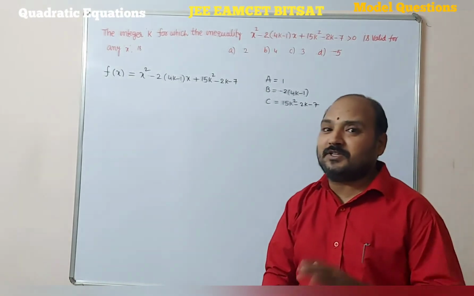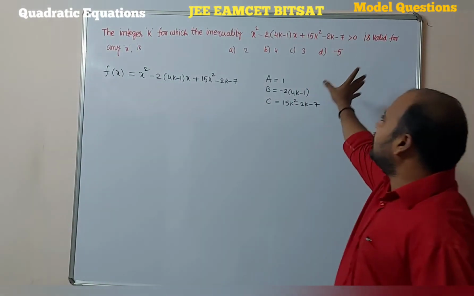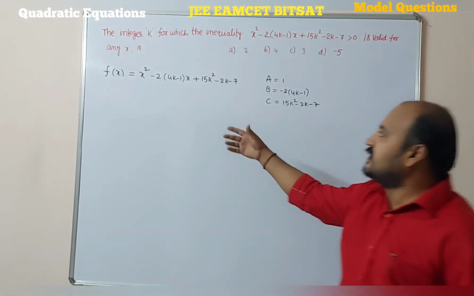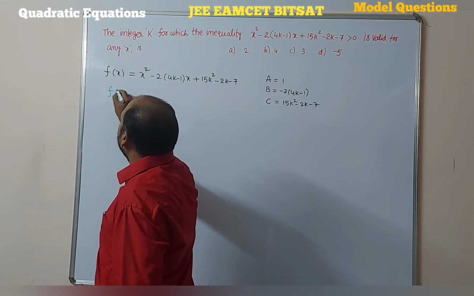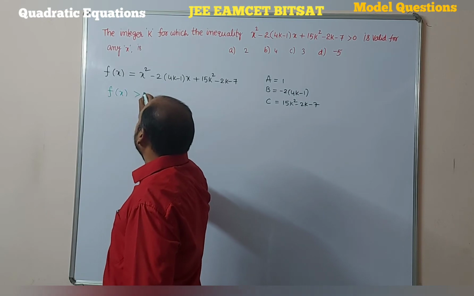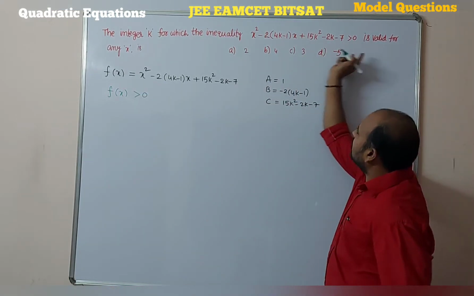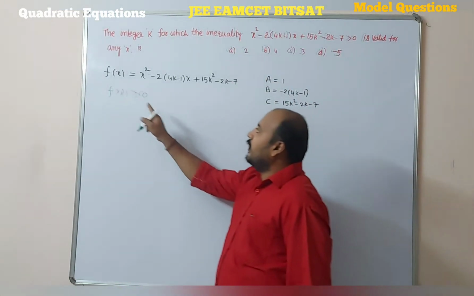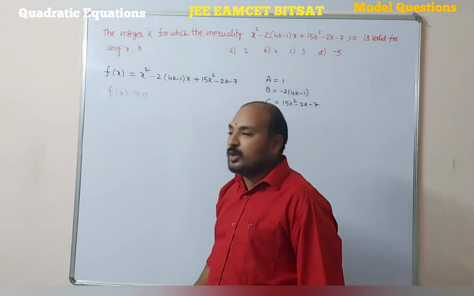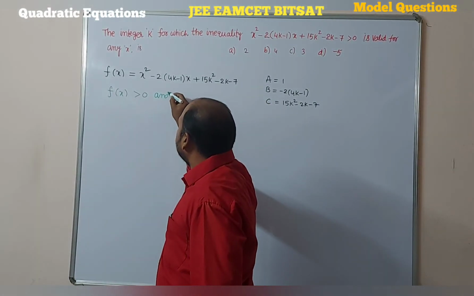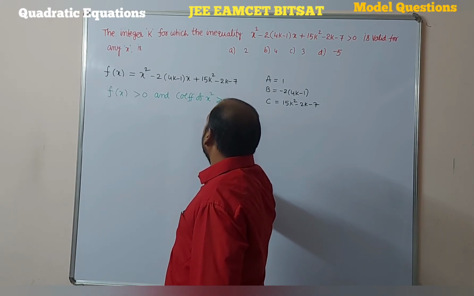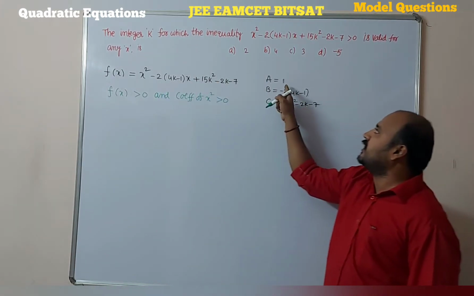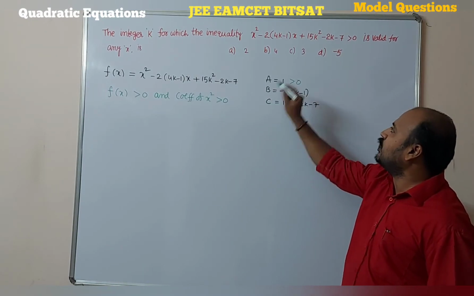Now come to the condition. Inequality is greater than 0. That means f of x is greater than 0. Condition is given. F of x is greater than 0. This is completely f of x I am assuming. F of x is greater than 0 and coefficient of x square is also greater than 0. X square coefficient is a, that is equal to 1, is greater than 0.